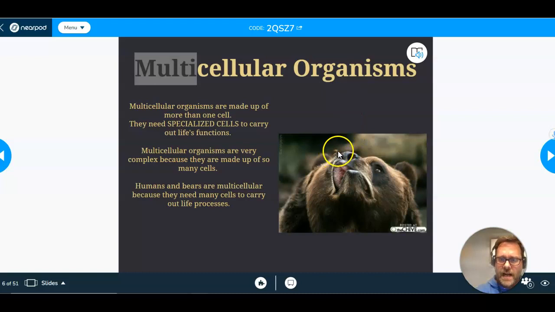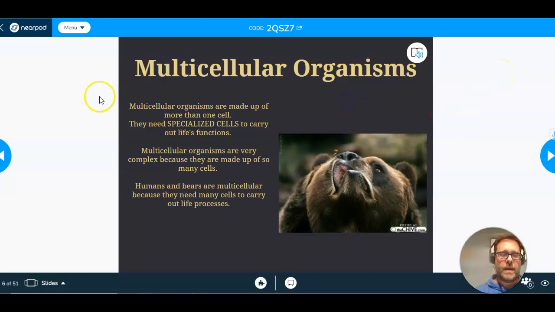Whether we are this teeny tiny little bee or this giant bear, they are both multicellular organisms. They are not microscopic, and they have more than one cell. And each cell inside of their body has a very specific purpose. For example, this bear is going to have digestive cells. Those cells are there to break down the food that the bear ingests.